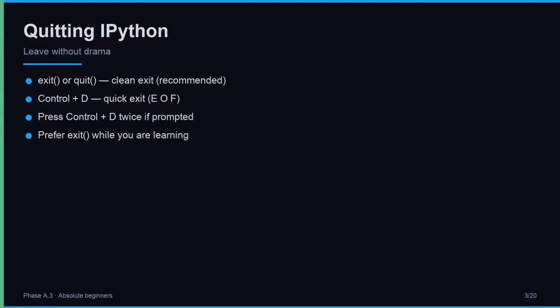To leave IPython, type exit() or quit(), that is the clean recommended exit. Ctrl-D is a quick end-of-file exit. If prompted, press it twice. While learning, prefer typing exit() so the action is obvious. Especially remember, exit or quit, clean exit, recommended. Let that settle, then we take the next small step.